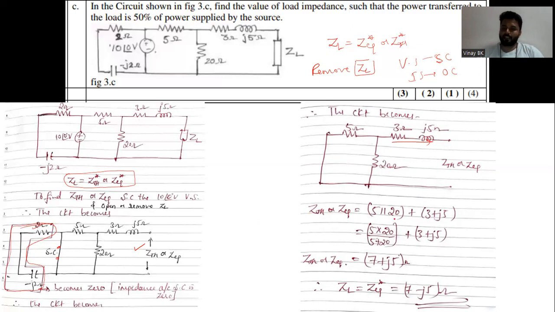So Z equivalent is 5 parallel to 20, in series with 3 plus J5. So 5 into 20 divided by 5 plus 20, plus 3 plus J5, gives Z equivalent or ZTH as 7 plus J5 ohm. They asked you to find ZL. ZL is the complex conjugate of Z equivalent or ZTH. The complex conjugate of 7 plus J5 is 7 minus J5. So this is the solution.